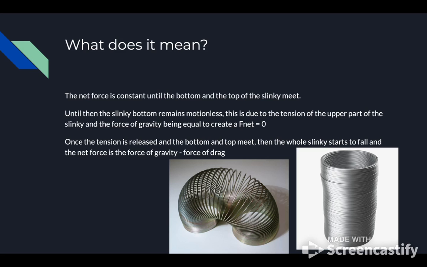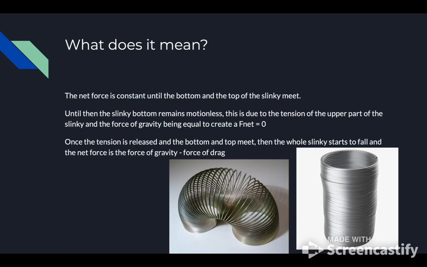So what does it mean? The net force is constant until the bottom and the top of the slinky meet, because the tension force of the slinky being stretched is equal to the force of gravity at that moment. And until then, the slinky bottom remains motionless, and this is due to the tension from the upper part of the slinky and the force of gravity creating a net force equal to 0, as shown in the graphs by the horizontal plot until it hits.